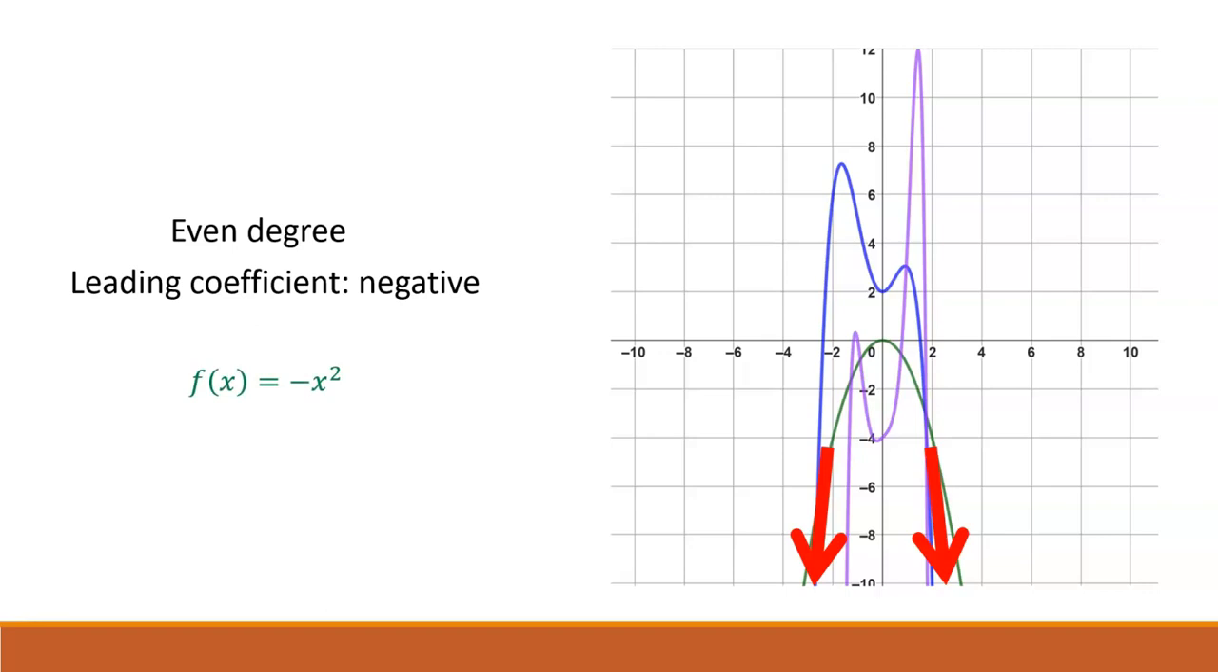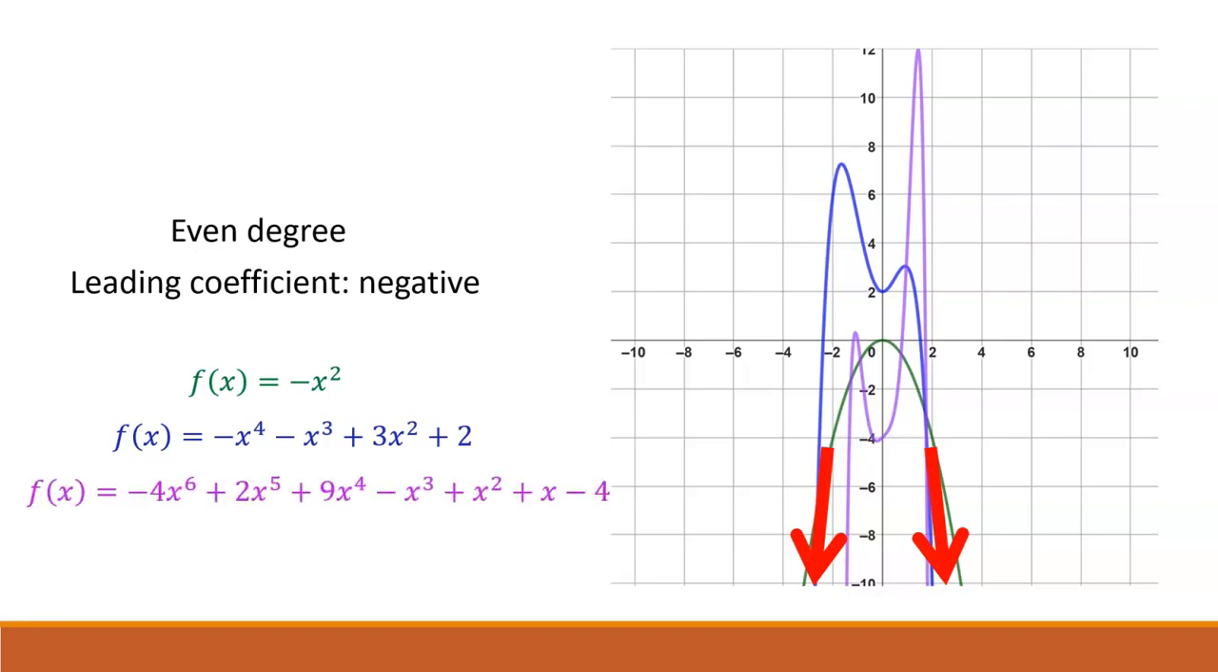This is the equation of the green function, f of x equals negative x squared. It's an even degree function of degree 2, and its leading coefficient is negative 1. Here's the equation of the blue function. It's an even degree function because it's of degree 4, and its leading coefficient is negative 1. And here's the purple function. It's an even degree function of degree 6, and its leading coefficient is negative 4.